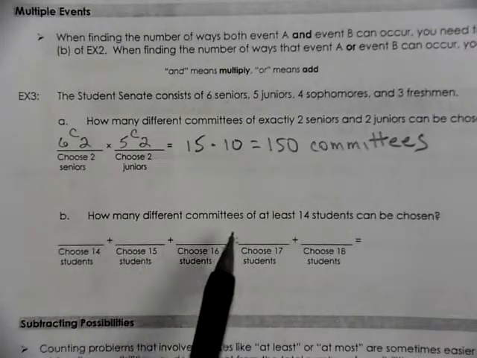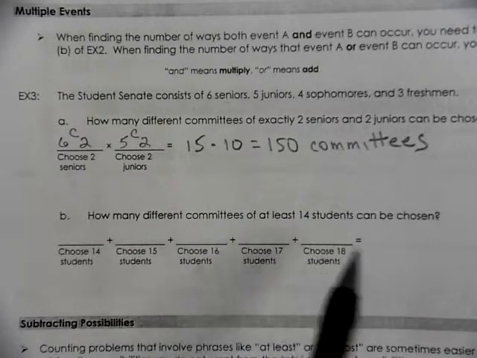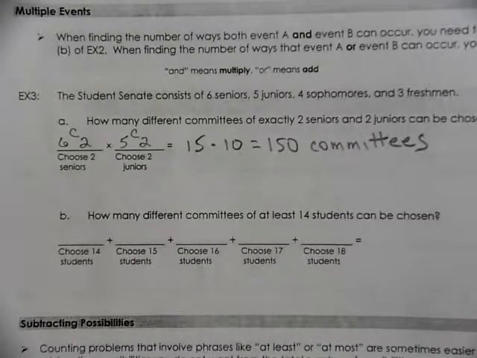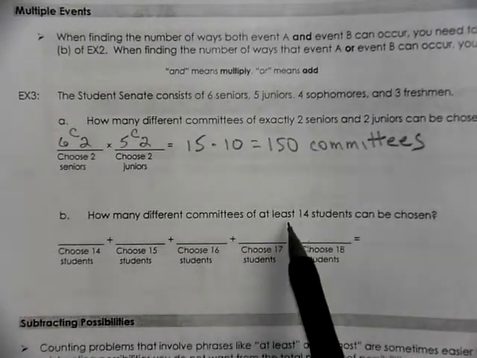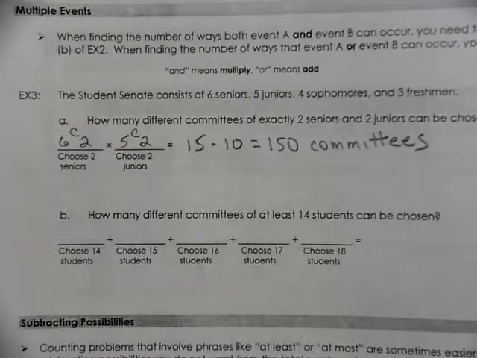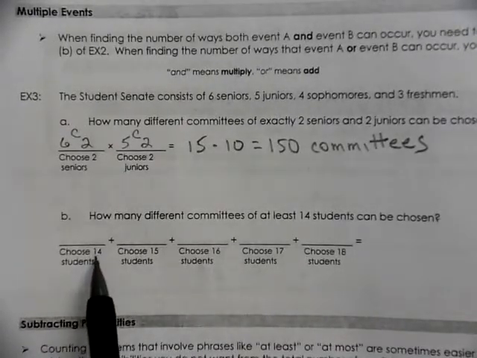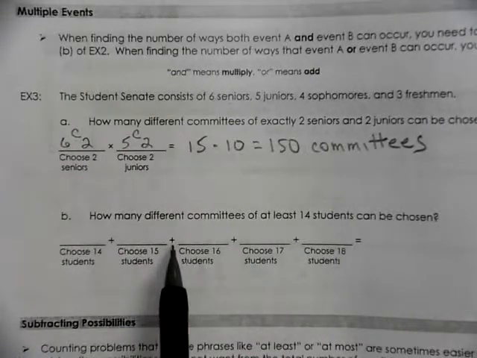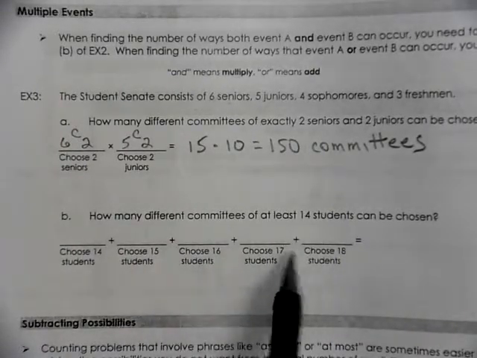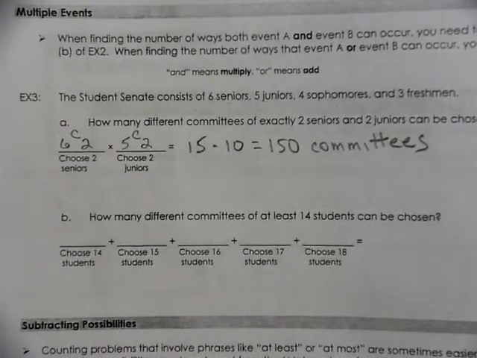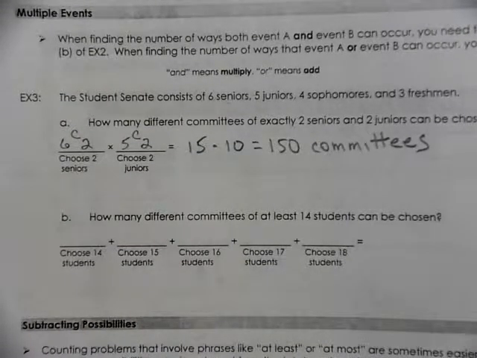Next, we're going to look at how many different committees of at least 14 students can be chosen. At least means this much or more. So if you're going to have at least 14 students in the committee, you're going to have 14, or you're going to have 15, or, which means plus, you're going to have 16, or 17, or 18. That's why you add these values together, because it's an or. You're not going to get 14 and 15 students in this committee. You're going to get one or the other.